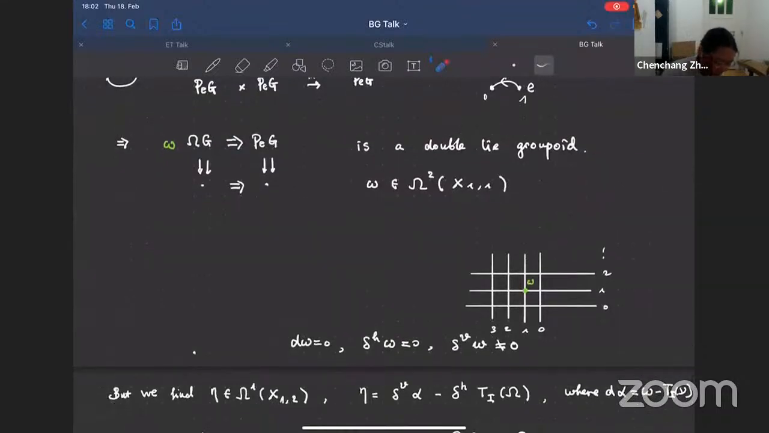Now you do not only have the simplicial, you have two directions. You have the horizontal simplicial and the vertical simplicial. And of course, d omega is still 0. The horizontal ones are 0, like that calculation we did before. But the vertical one is not 0.